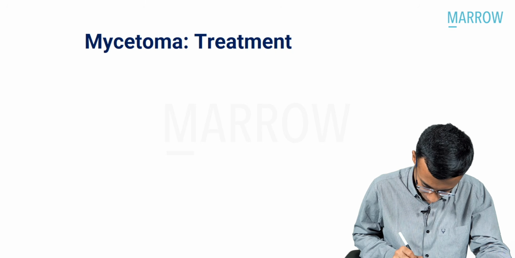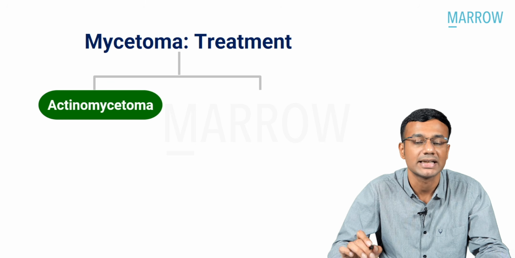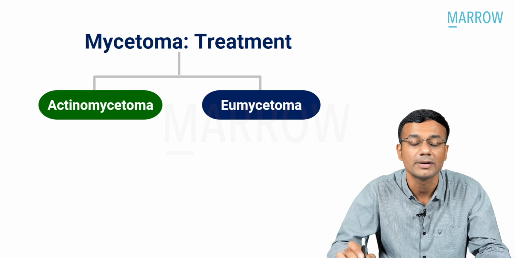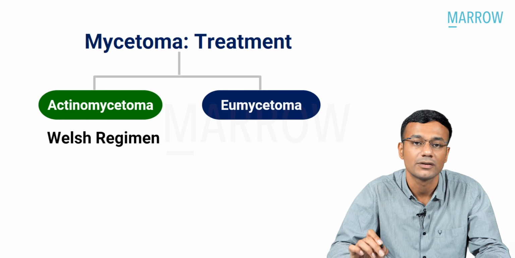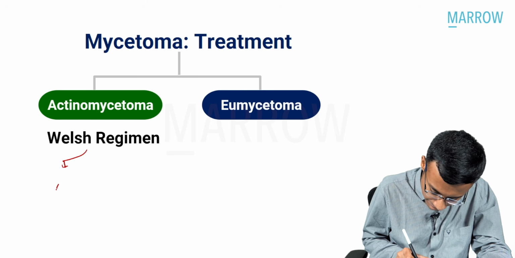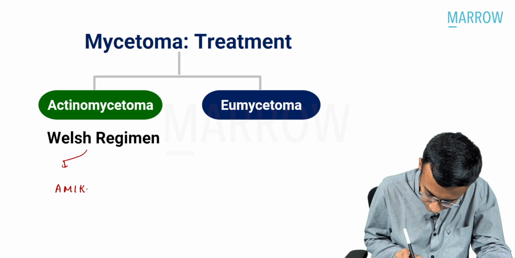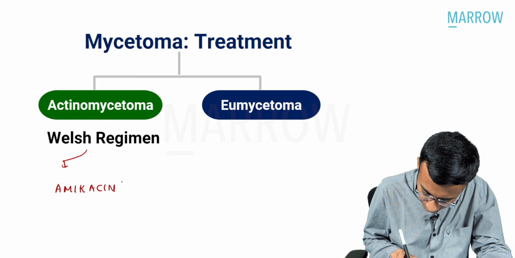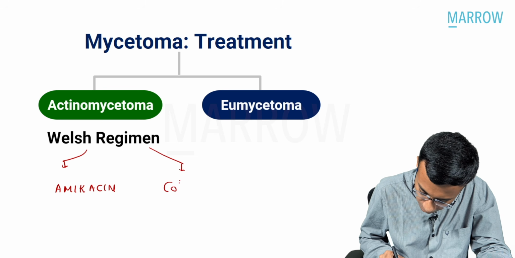If you look at the treatment of mycetoma, we divide it into whether it's actinomycetoma or eumycetoma. For actinomycetoma, we have to go for the Welch regimen, which is made up of 2 drugs: amikacin, which is an aminoglycoside, plus cotrimoxazole.